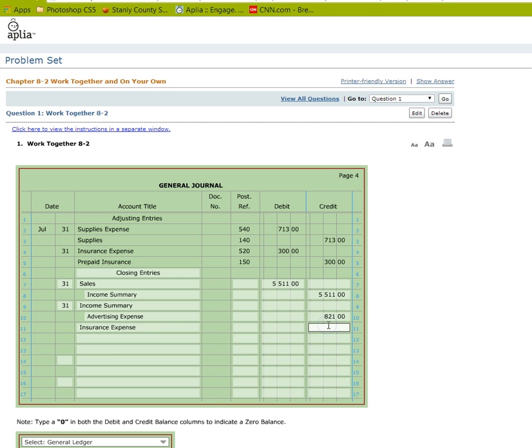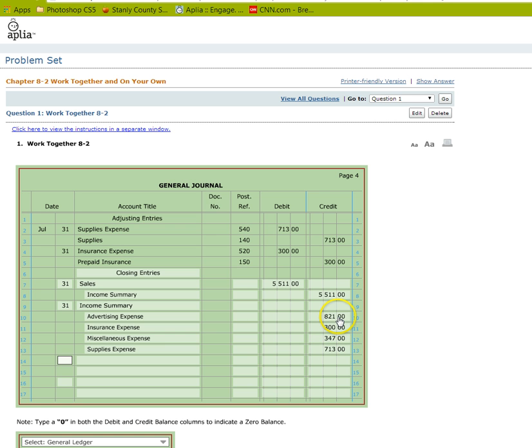Our next expense account is insurance expense. Again, we have to close an expense account with a credit. Insurance expense was $300. Our next expense account is miscellaneous expense. We have to close it with a credit. Miscellaneous expense had $347. And the last expense account that we had was supplies expense. And that was $713.